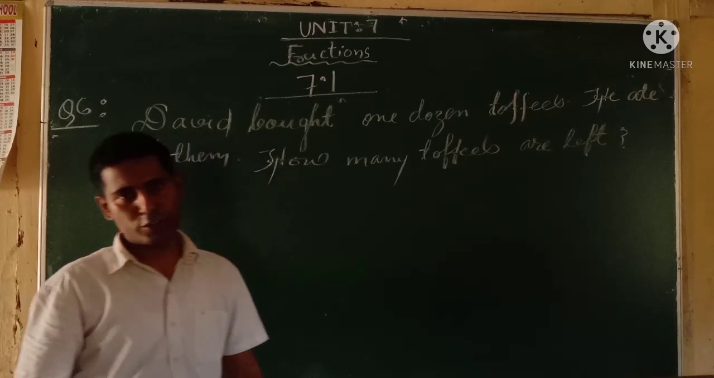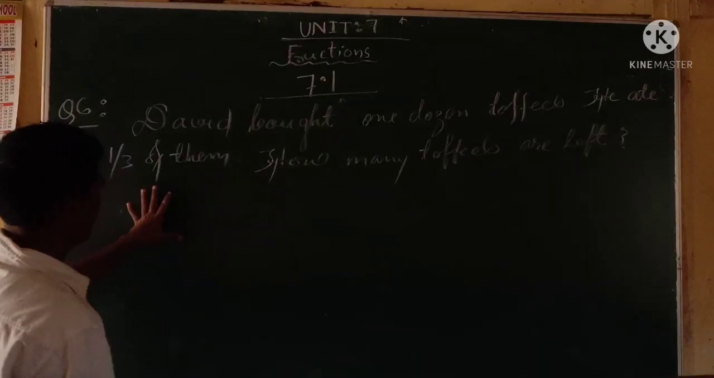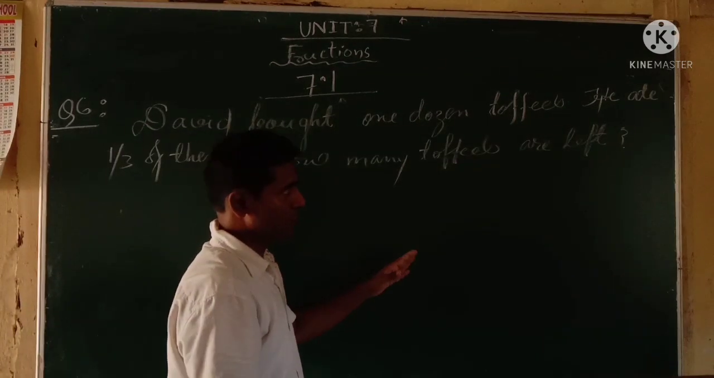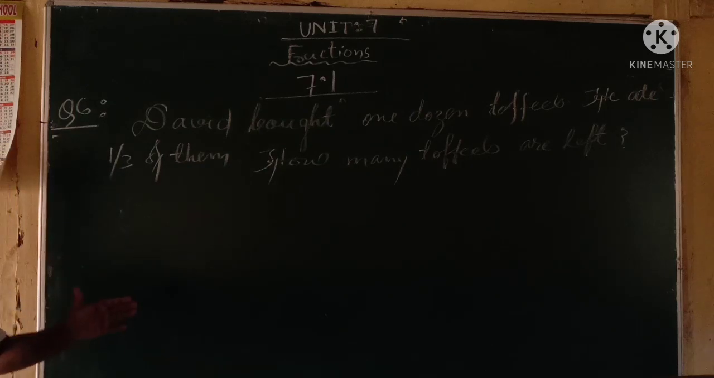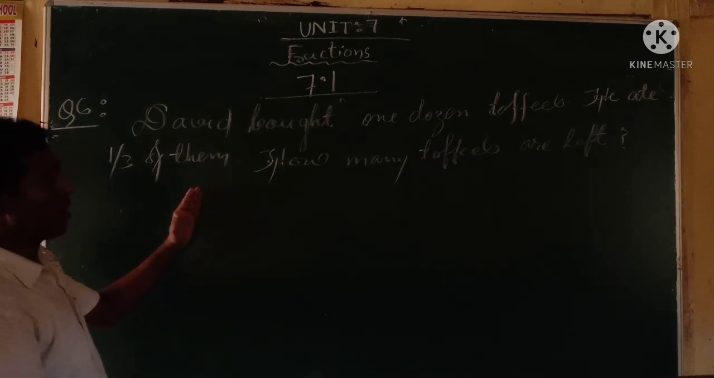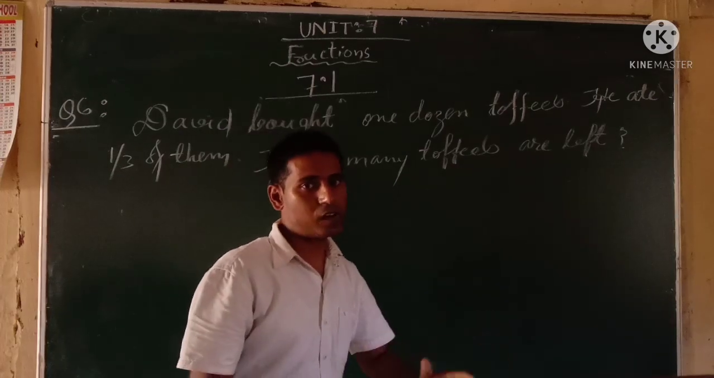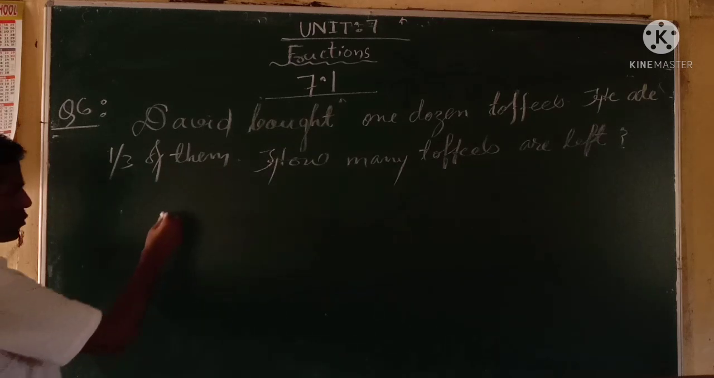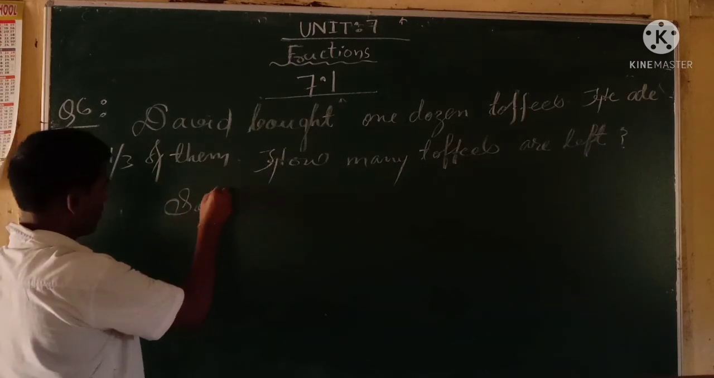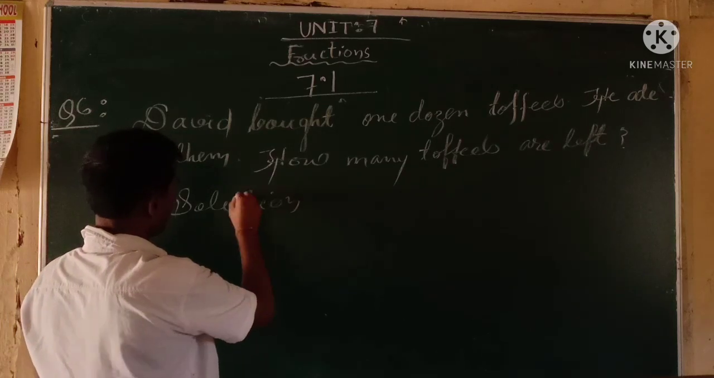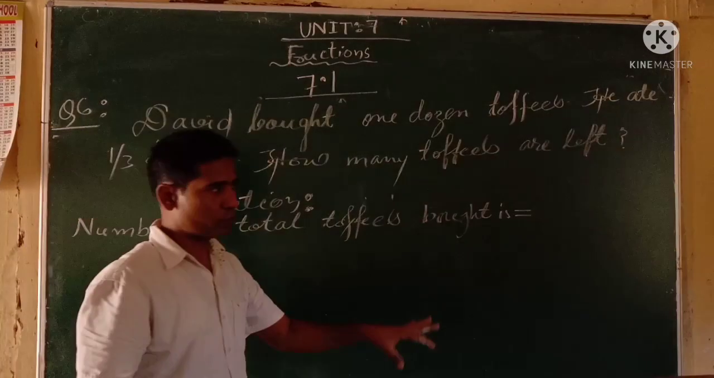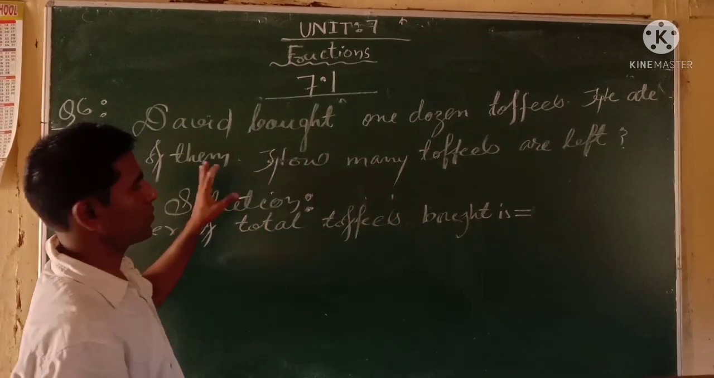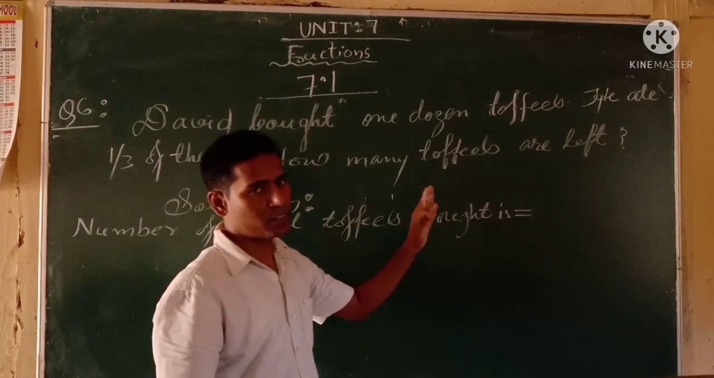Well, now let us solve question number 6. David bought 1,000 toffees. He ate 1 by 3 of them. How many toffees are left? That is the question. So let us solve it. Solution. David bought 1,000 toffees. He ate 1 by 3 of them. How many toffees are left?